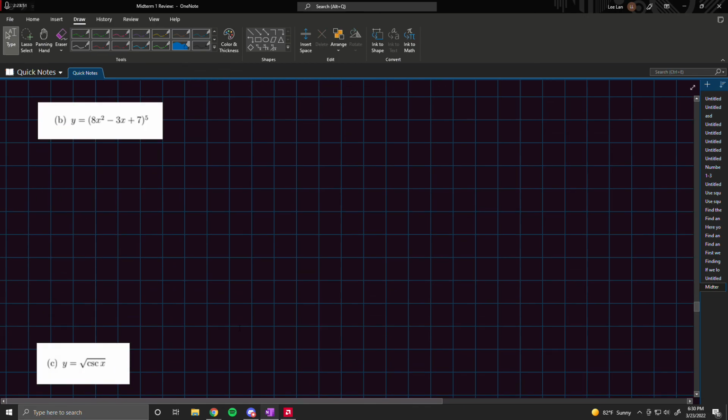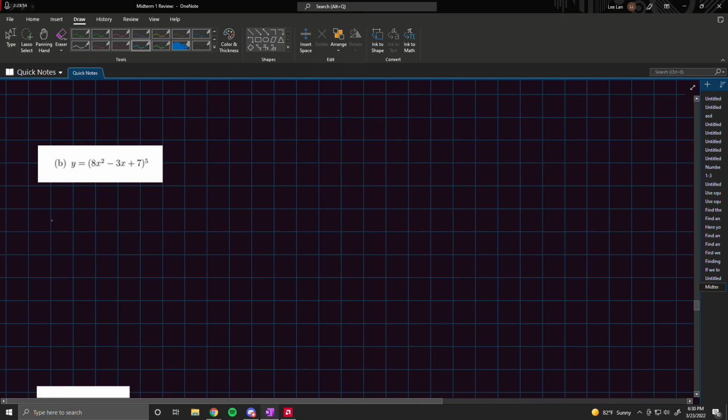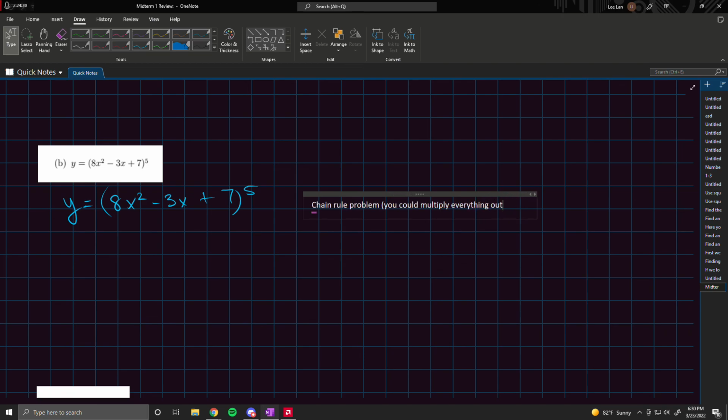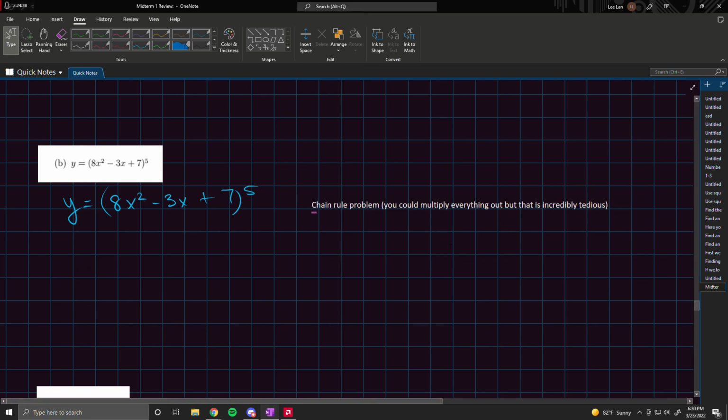And then for B, we have y equals 8x squared minus 3x plus 7, to the 5th. If we take this derivative, it's another chain rule problem, right? I mean, you could multiply everything out, but that's incredibly tedious. So yeah, it's a chain rule problem.